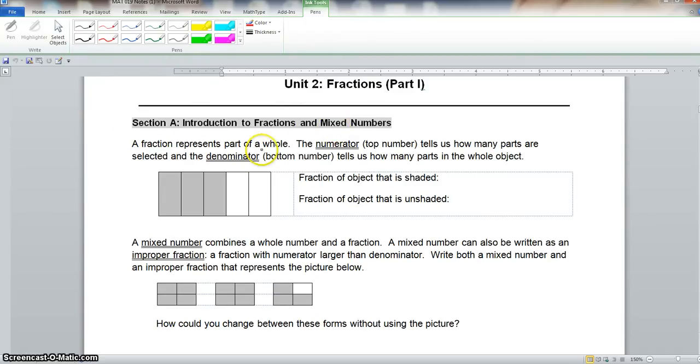A fraction represents part of a whole. The numerator, the top number, tells us how many parts are selected, and the denominator, the bottom number, tells us how many parts in the whole object.